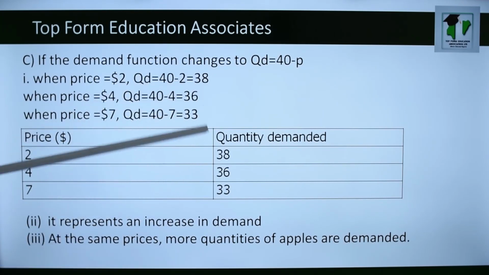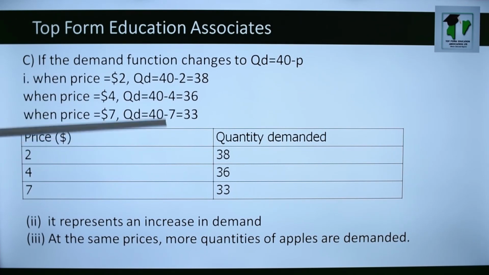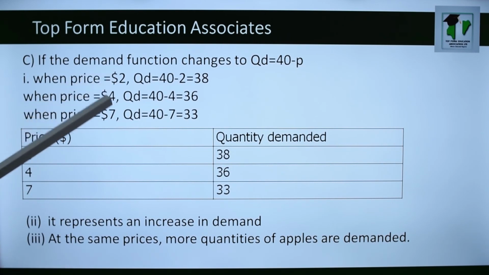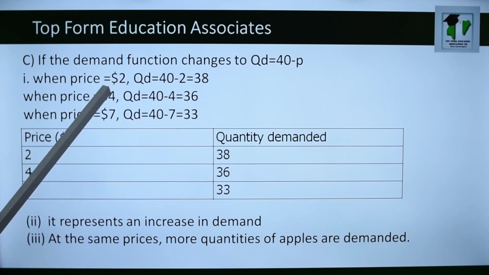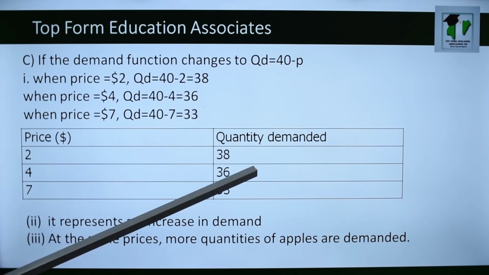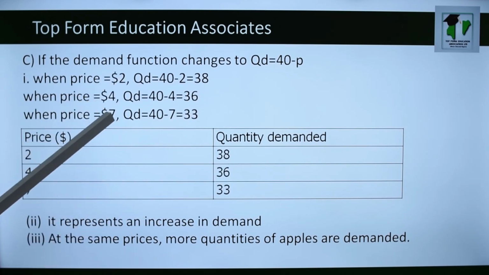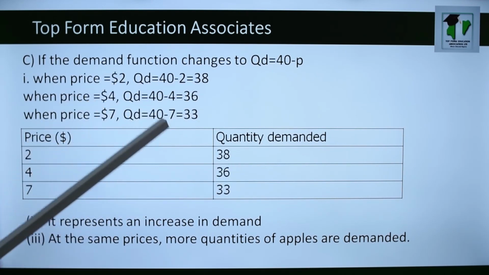So we can now represent this in a table. So this is the demand schedule. The prices are $2, $4, $7. When the price is $2, what is the quantity demanded? 38. When the price is 4, quantity demanded is 36. When the price rose to 7, quantity demanded decreases to 33.